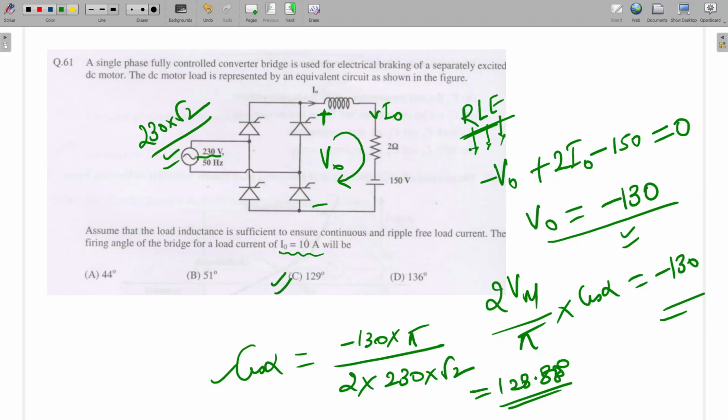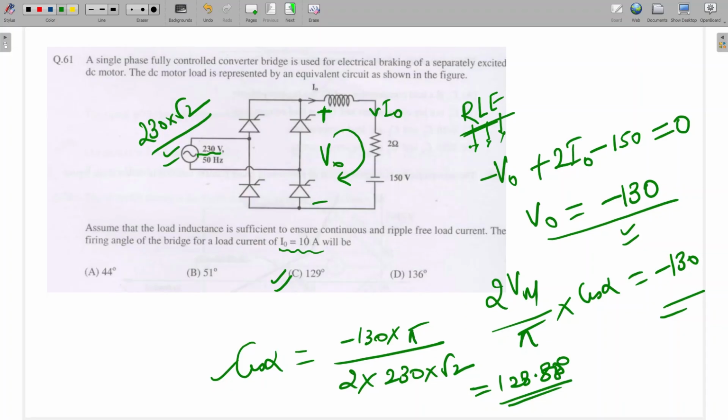So whenever a constant current load is there, this formula will work: 2 Vm upon pi into cos alpha. This will be the average output voltage. That average output voltage will appear here, and we can write KVL in this loop. This way we can say that the battery is supplying current back to the source. So during braking, what will happen? The battery terminal is reversed.